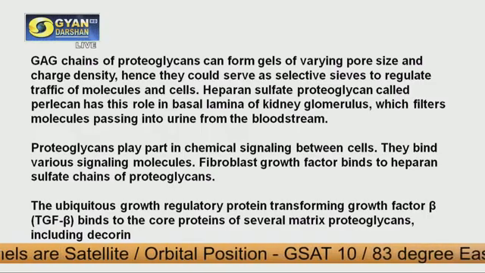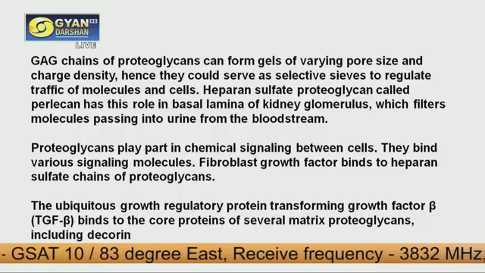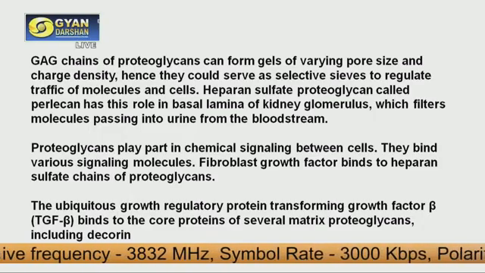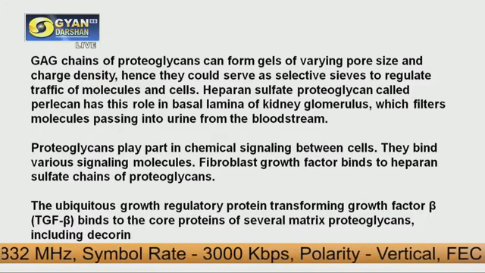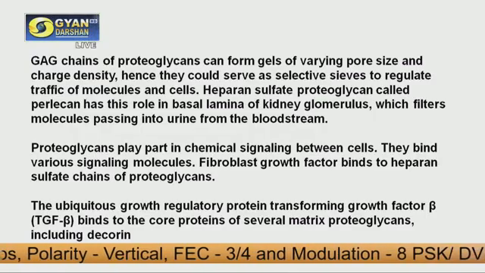Then they can also take part in chemical signaling between the cells. They bind the various signaling molecules. And the third point, the ubiquitous growth regulatory protein transforming growth factor beta, which in short we call TGF beta, binds to the core protein of several matrix proteoglycans, including decorin. So from these points, you can well understand that the proteoglycans or the glycosaminoglycans have a major role to play also in the cell signaling or the chemical signaling process of a cell. So in that way, they are a very vital component.